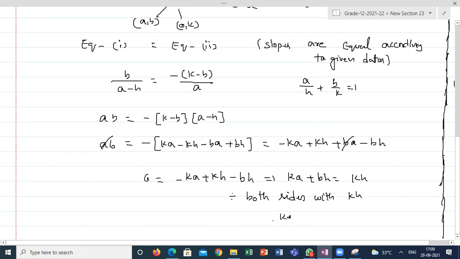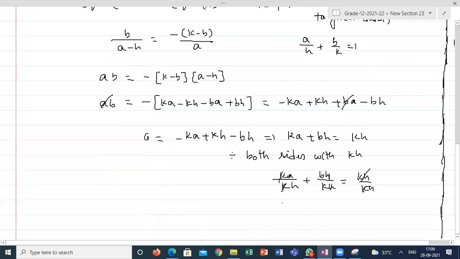So ka by kh plus bh by kh is equal to kh by kh. So h cancels here, k cancels here. So a by h plus b by k is equal to 1. This is the required proof.